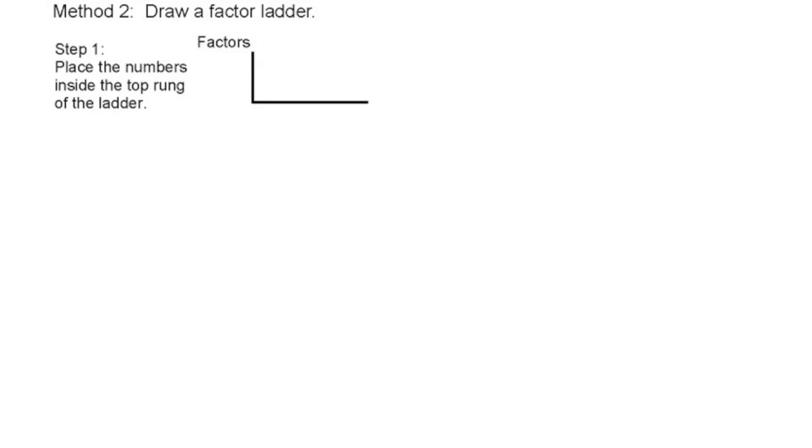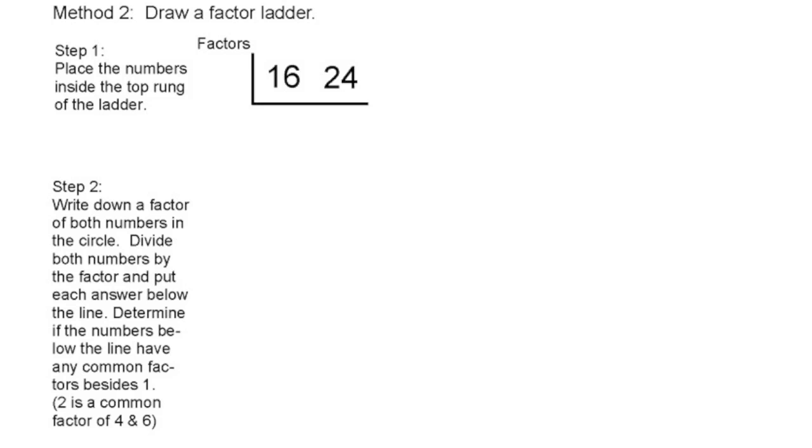Step 1 is to place the numbers inside the top rung of the ladder. So in this case, we're using 16 and 24, so go ahead and put them there and there. So now, step 2, write down a factor of both numbers in the circle. Divide both numbers by the factor and put each answer below the line. Determine if the numbers below the line have any common factors besides 1. So for instance, 2 is a common factor of 4 and 6, which you would put a 2 outside.